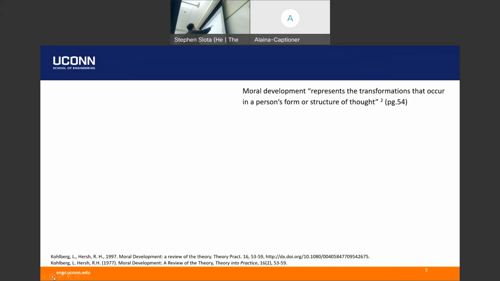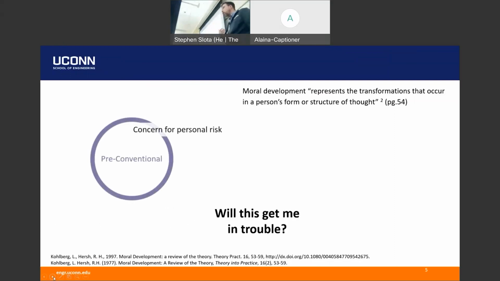And moral development represents transformations that occur in a person's form or structure of thought. So if you look at how people tend to approach these things, Kohlberg defines them in three outwardly expanding concentric rings. The lowest level of reasoning is what they call pre-conventional, right? This is largely concern for oneself or personal risk. Is this going to get me in trouble? What is the consequence to me as an individual?